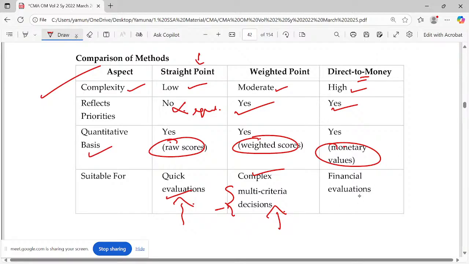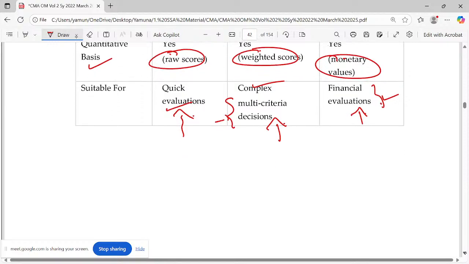Likewise, if you go for the direct to money method, this is especially useful for financial evaluations. Probably I'm planning for the next expansion or something like that. So in the cases of financial evaluations, fine.